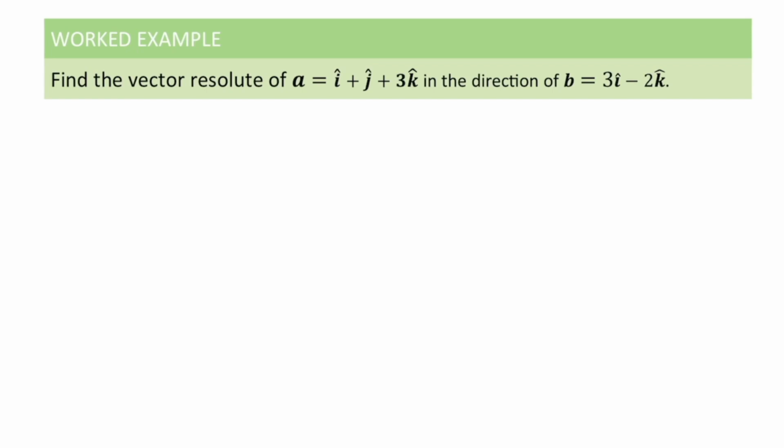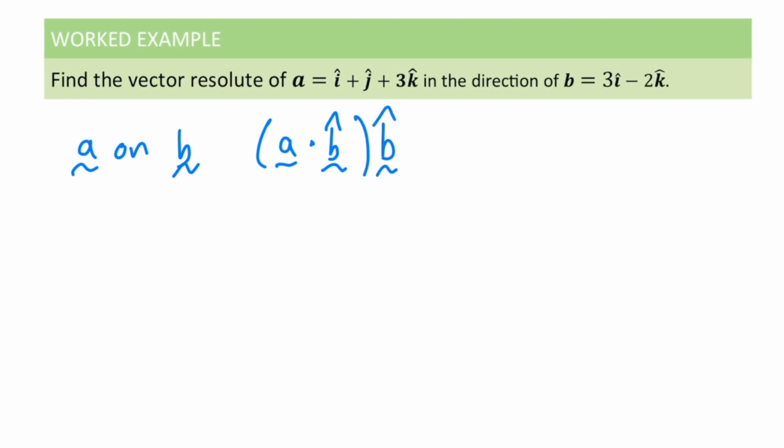On the formula sheet, we are given this formula here. If I want to find a on b, the formula sheet gives a dot the unit vector of b, multiplied by the unit vector of b. Now this is what is on our formula sheet. However, I prefer a slightly different formula because sometimes finding the unit vector can be slightly annoying or give me some awkward numbers to work with.